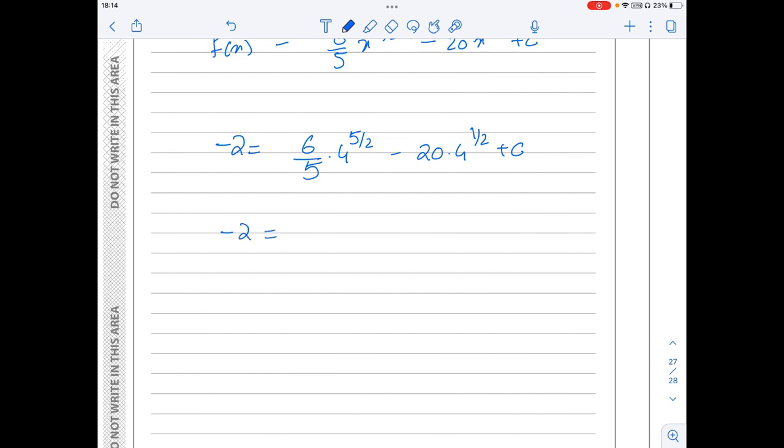So minus 2 equals 6 upon 5 times 4 power 5 upon 2, which is nothing but how much? 32, minus 40 plus c. So c equals minus 2 minus 192 upon 5 plus 40. Simplify that, c equals negative 0.4.